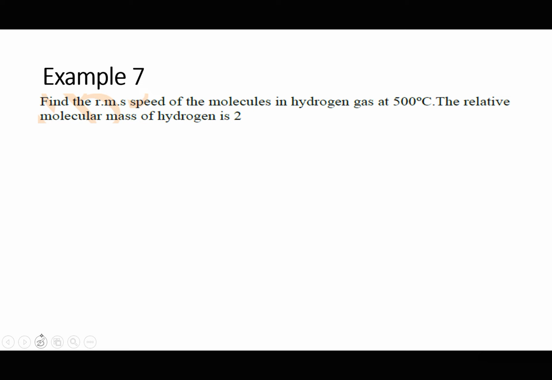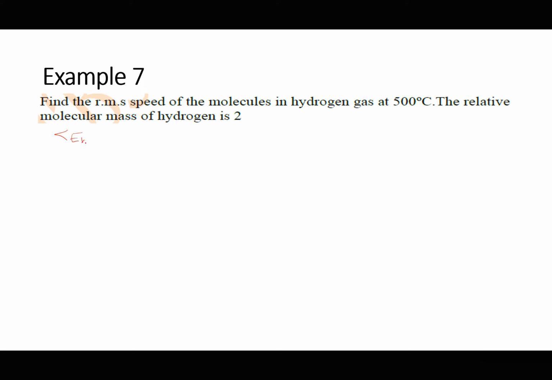I think this is the last example. It could be the last example, maybe. Find the root mean square speed of the molecules in hydrogen gas at 500 degrees Celsius. Remember, temperature must always be in Kelvin units. So we want the root mean square speed of the molecules in hydrogen gas at this temperature. At least we have already found the average kinetic energy, so I can't repeat deriving this.